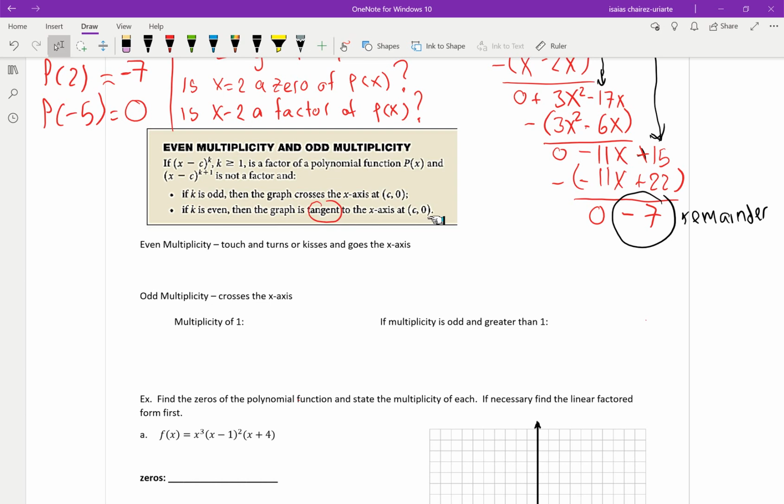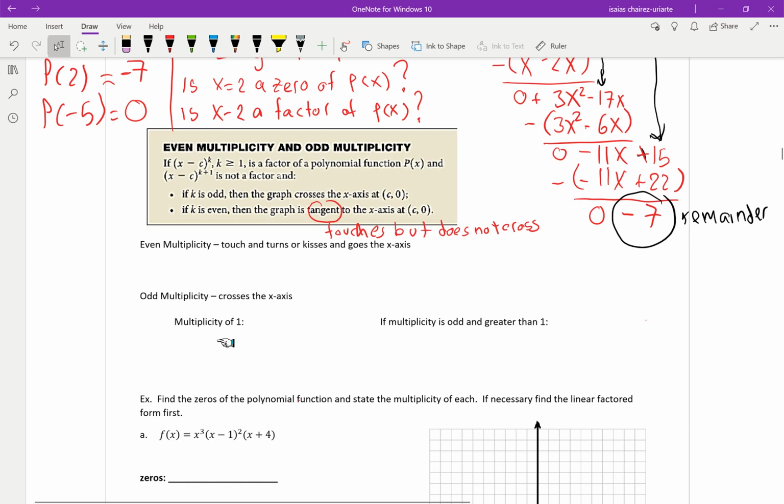To be tangent means that it touches but does not cross. That's what it means to be tangent. It just touches the x-axis but doesn't cross the x-axis. So with even multiplicity, you touch the x-axis and bounce off of the x-axis. With odd multiplicity, you cross the x-axis. And again, the multiplicity is just the number up here, your exponent, that little k. If it's even, you touch the x-axis but do not cross. If it's odd, you cross the x-axis.